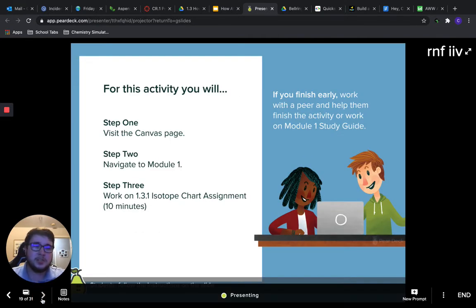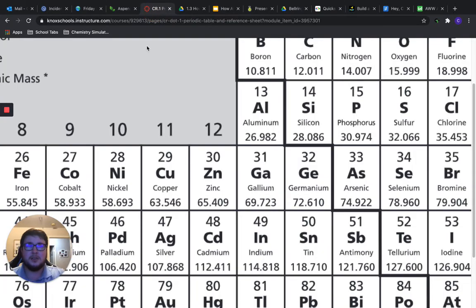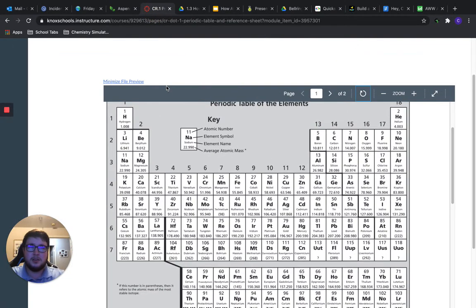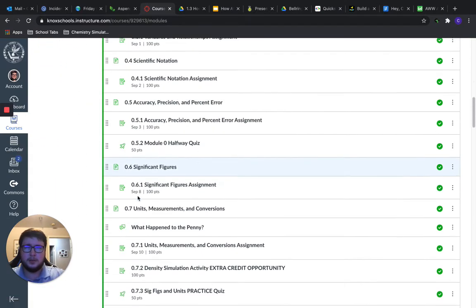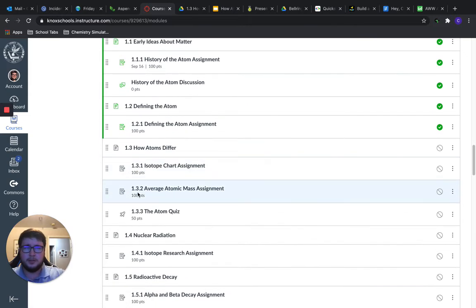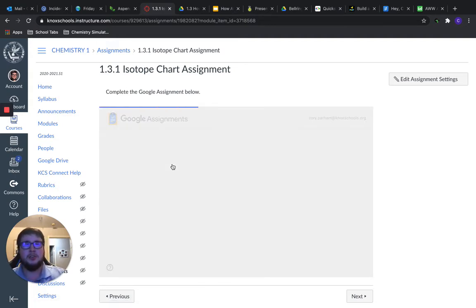All right, so I want you to stop here for a moment, and I want you to visit the Canvas page and navigate to Module 1 and go ahead and work on that isotope chart assignment. It's 1.3.1 isotope chart assignment. We're going to stop here for a bit, work on that assignment for about 10 minutes or so, and then come back to this lesson. So to find that, you're going to go to Canvas, you're going to go to Modules, you're going to go to Module 1, and then you're going to find the isotope chart assignment. And just click into it and work on that for about 10 minutes just to get you a little bit of practice doing these things. All right.